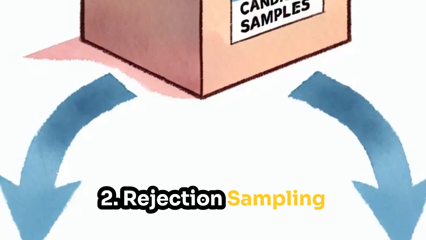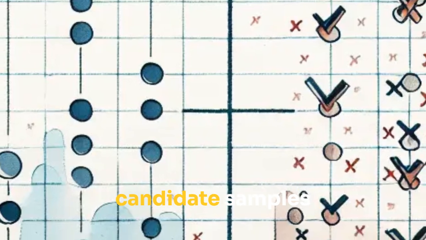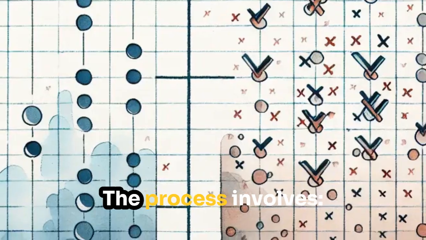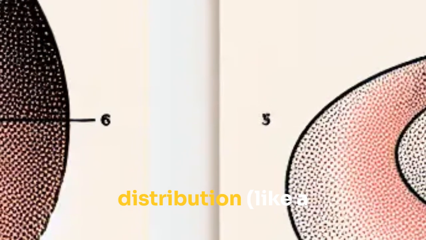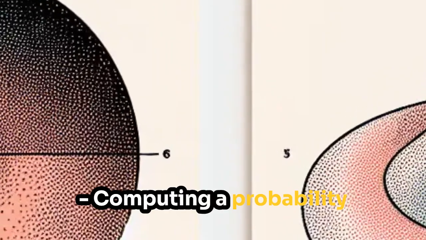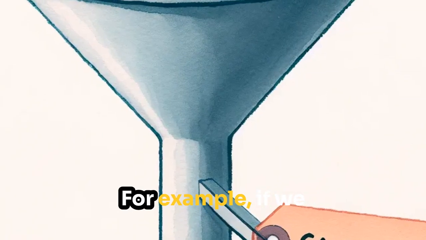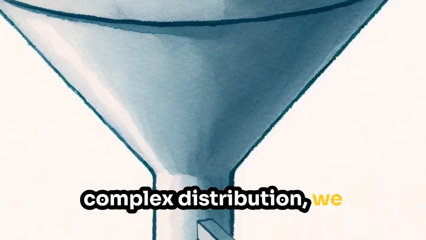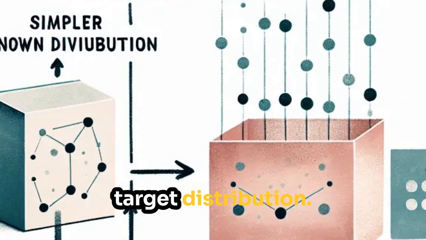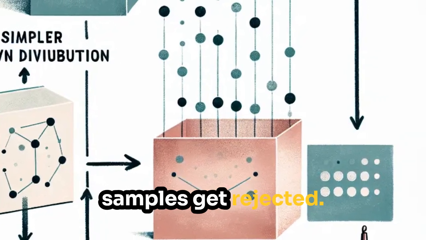2. Rejection sampling. Rejection sampling is useful when direct sampling is difficult. It works by generating candidate samples and accepting or rejecting them based on a probability rule. The process involves choosing a simple distribution, like a uniform or normal distribution, to generate candidate samples, computing a probability ratio to determine whether to accept or reject each sample. For example, if we want a sample from a complex distribution, we first generate samples from an easier one, then accept them based on their likelihood in the target distribution. While powerful, rejection sampling can be inefficient if too many samples get rejected.